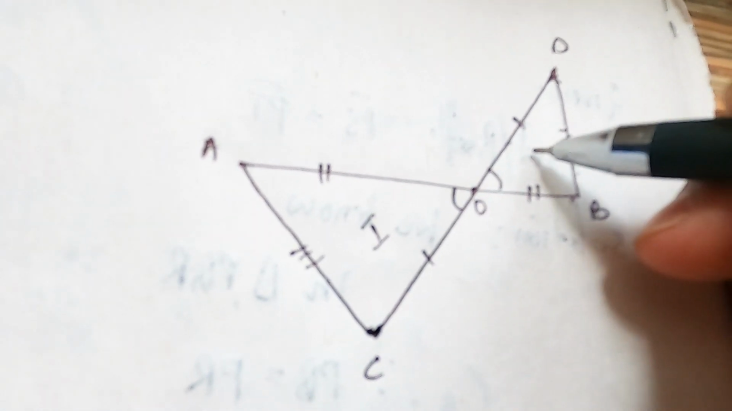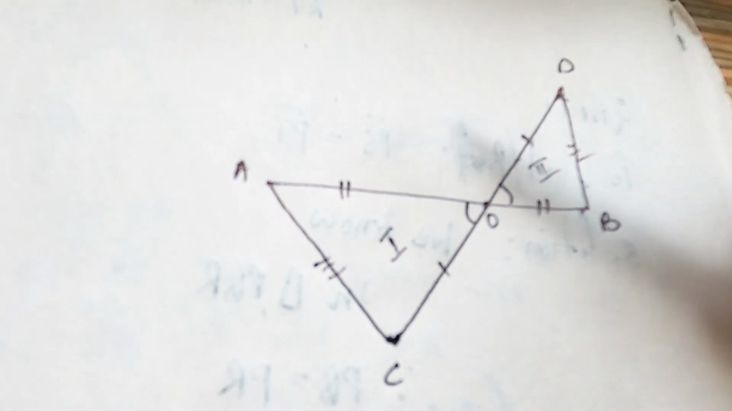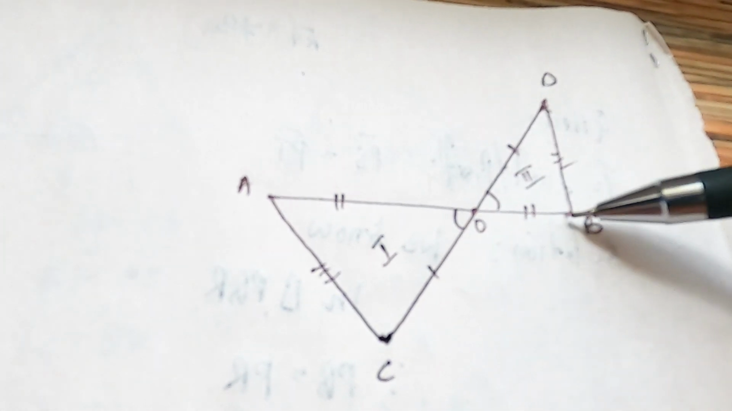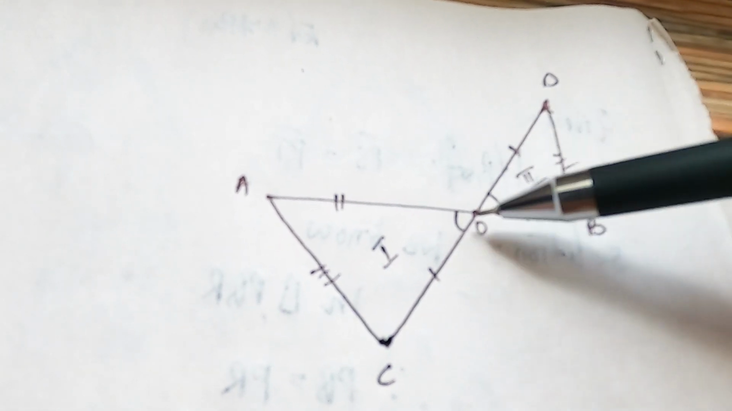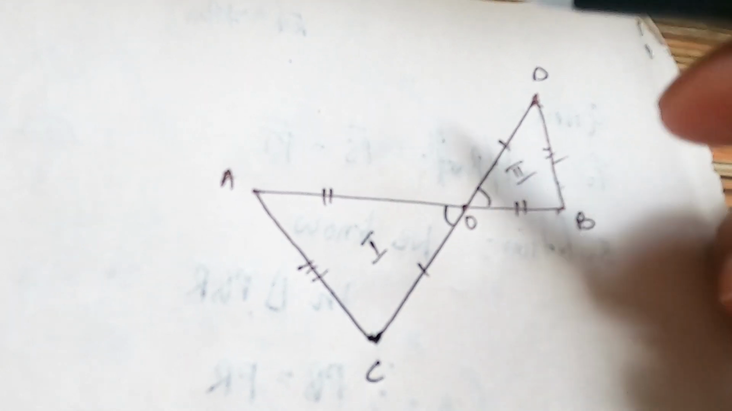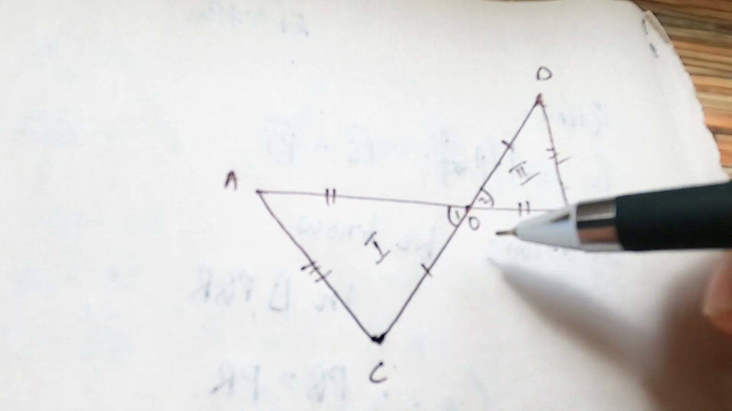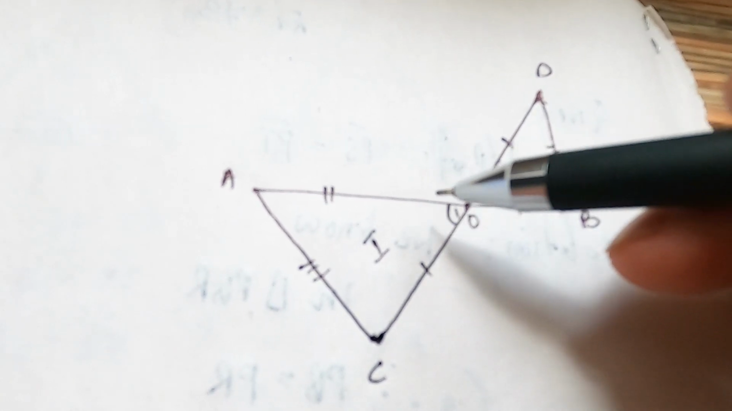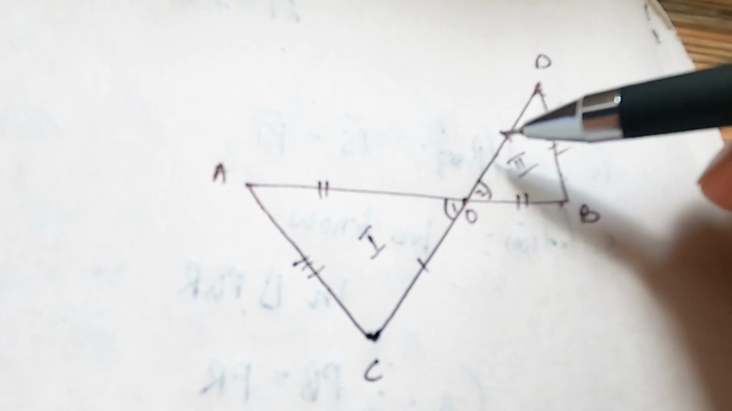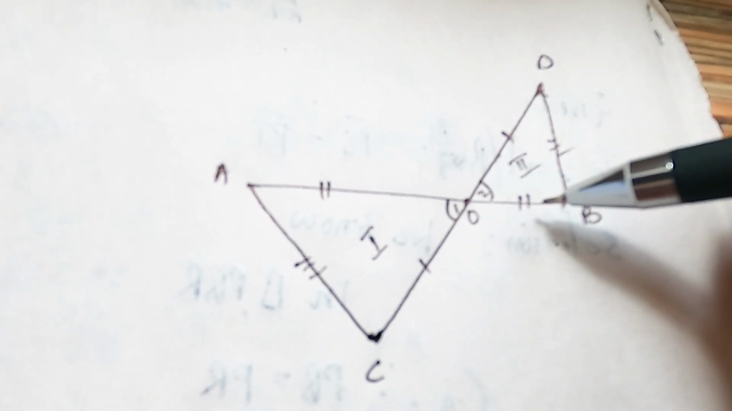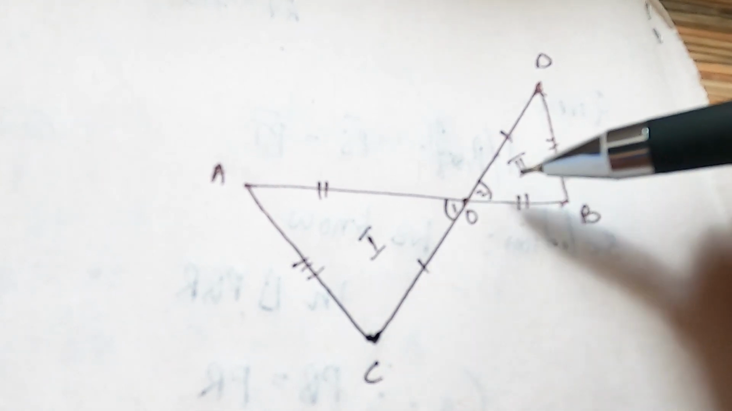This is triangle 1, this is triangle 2. So the two conditions we have already given: AO is equal to OB and OD is equal to OC. So in this case, angle 1 will be equal to angle 2. What is the reason for this? Vertically opposite angles. So we have gotten the three conditions, that is side, angle, side. All right, so it means that the two triangles are equal and they are congruent.